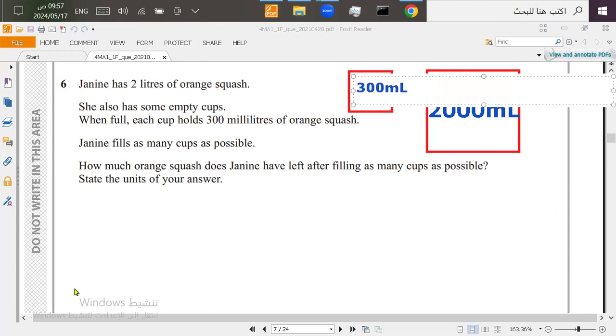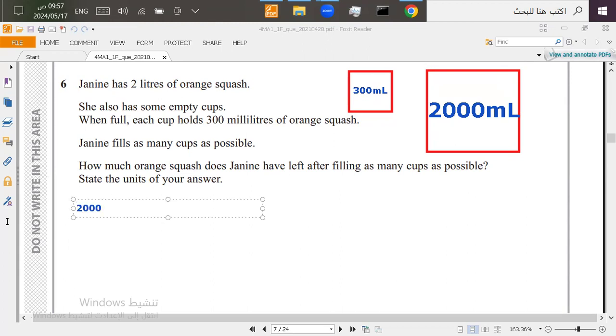Now we want to know how many full cups she will fill with this 2000 milliliters. So we're going to divide the 2000 over 300. First step, we're going to take the 2000 and divide it by the 300. Let's make a fraction line so we understand the idea.